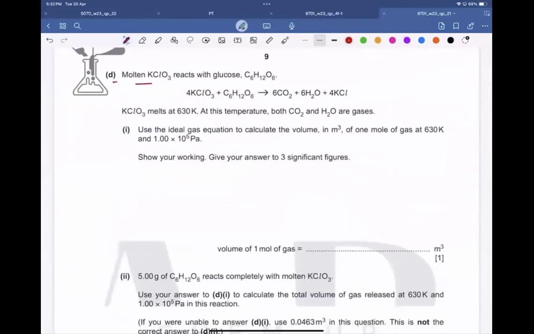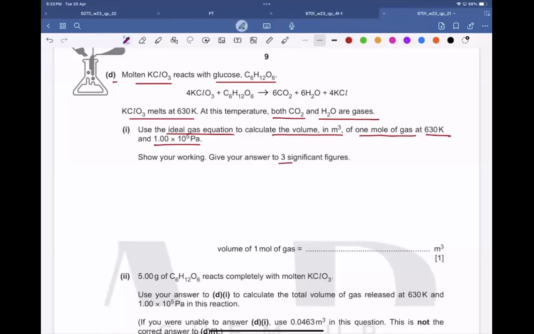B. Molten KClO3 reacts with glucose. Okay, here we got the equation. KClO3 melts at 630 Kelvin. At this temperature, both carbon dioxide and water are gases. Okay. Use the ideal gas equation to calculate the volume in meter cube of 1 mole of a gas at 630 Kelvin and 1 × 10^5 pascals. Okay. Give your answer to 3 significant figures.